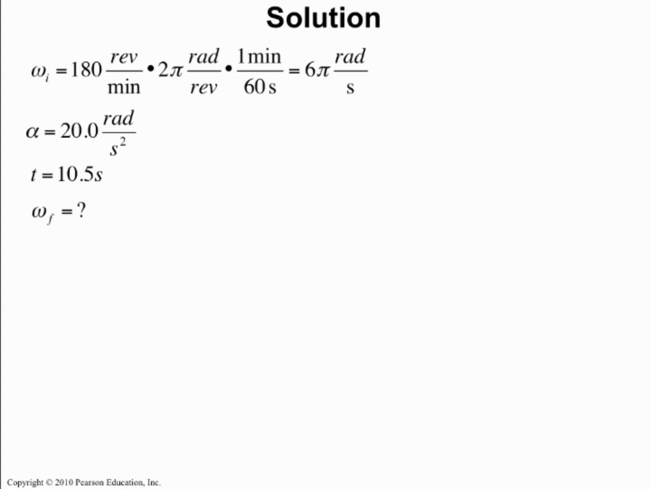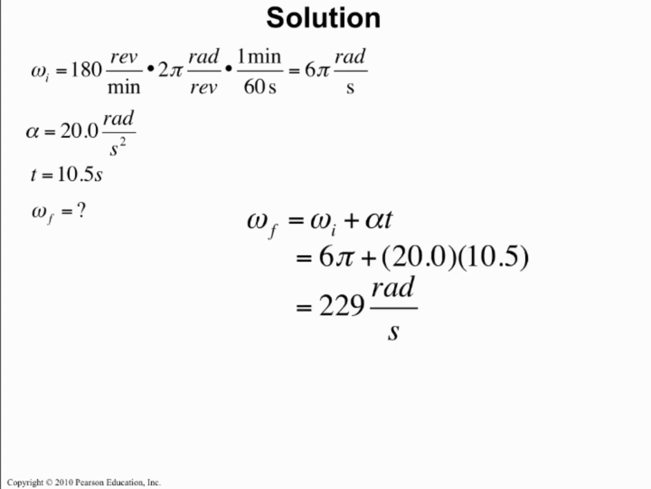Well, with this layout, the choice of equation is obvious. Omega f equals omega I plus alpha t. Now we do our plugging and chugging, and we end up with 229 radians per second. So that is the final angular velocity. And so we can see that going down the slope, the biker's wheels have experienced an angular acceleration, and so the final angular velocity is greater than the initial angular velocity.